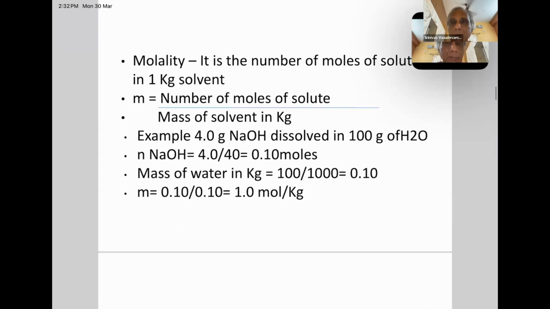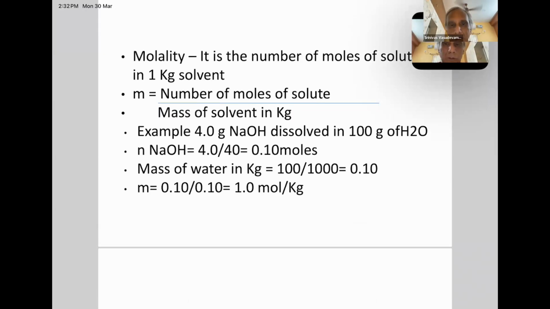Molality, it is the number of moles of solute in 1 kilogram of solvent. Number of moles of solute divided by mass of solvent in kilogram. Example, 4 grams of NaOH dissolved in 100 grams of water. Number of moles of NaOH, 4 by 40, 0.10 moles.